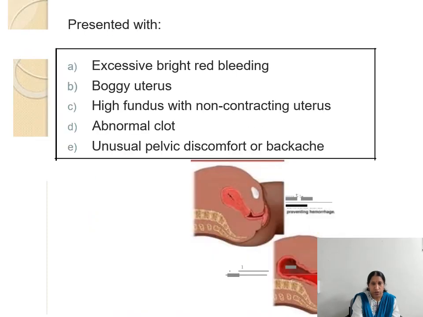PPH. So excessive bright red bleeding will be seen, and a boggy uterus, where the uterus is not getting retracted, it will be soft. High fundus with non-contracting uterus, and abnormal clots, and unusual pelvic discomfort or backache. So these are the findings if the uterus is not retracted.